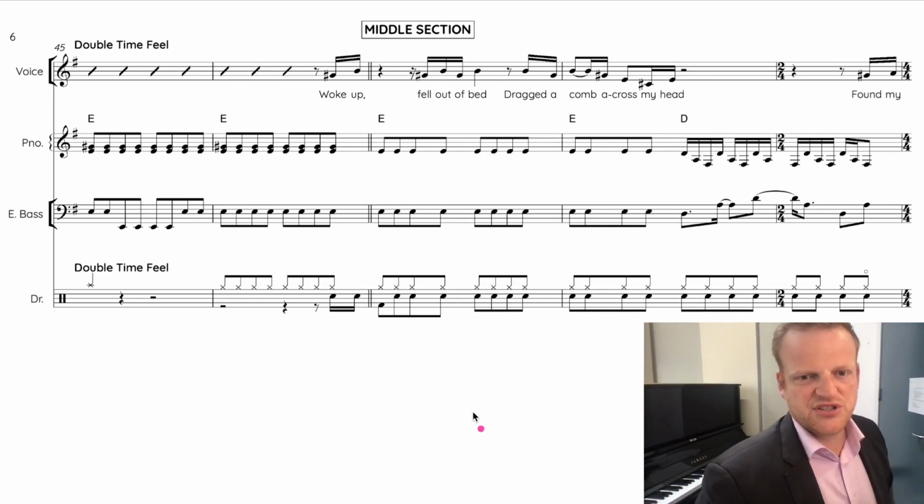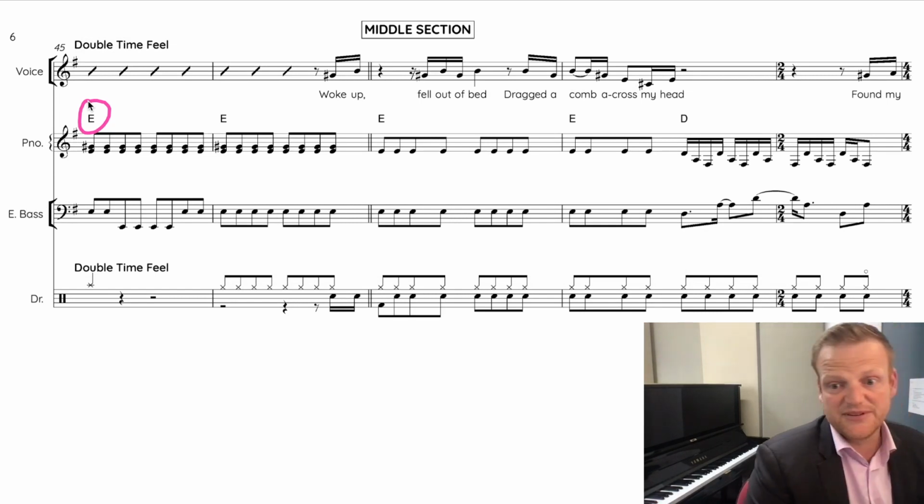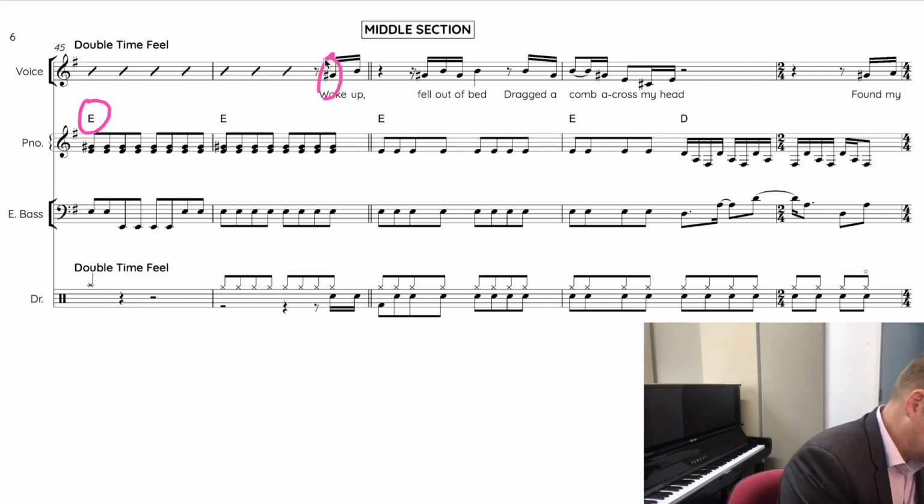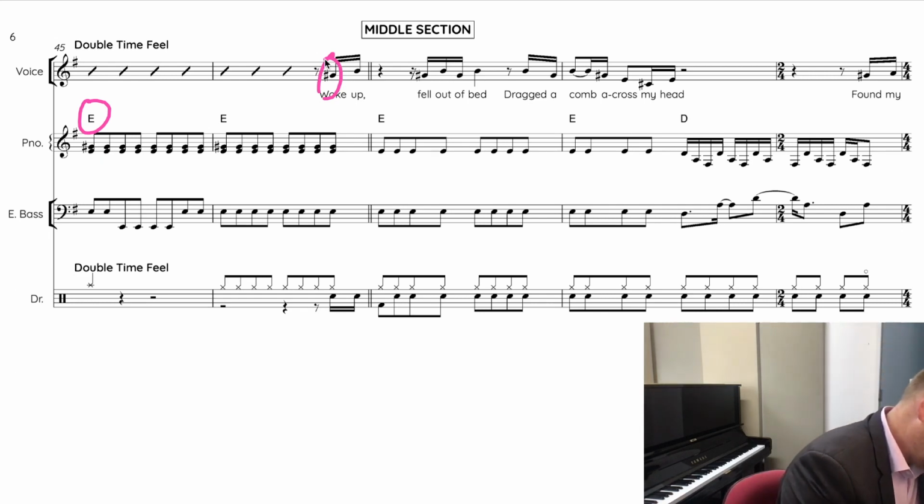Here we've got the middle section. In this middle section, we've moved to the key of E major. I haven't done a key signature because this section's only 10 bars long, so I didn't bother with a key signature. I just put some sharps and accidentals in there. You can be angry about that if you like, whatever. You can see here there's some sharps.